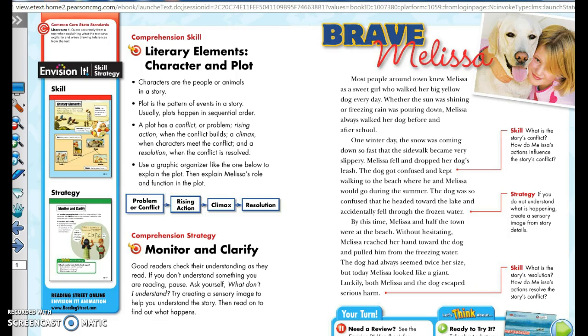So what I'd like you to do, please, is get out your Reading Street book. You should already have your Chromebook, of course, if you're listening to this. And you're also going to need your passage self-monitoring guide and discussion sheet, which looks like this.